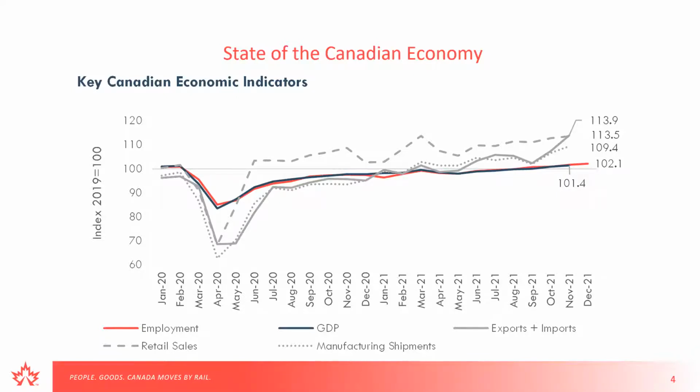So we're looking at employment and GDP, which are well known and understood by the general public. And then retail sales are a good indicator from the consumer side. And then we also have manufacturing shipments, which is a good indicator from the production side. And exports and imports tend to follow similar paths to manufacturing shipments, just because the majority of our trade is manufactured products and a high share of those are traded.